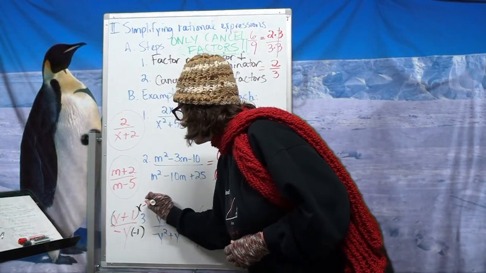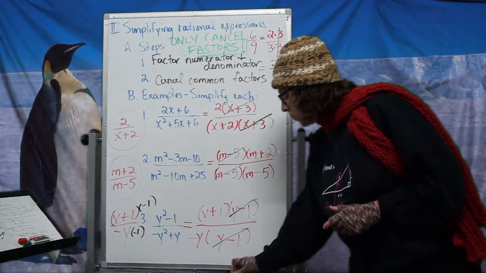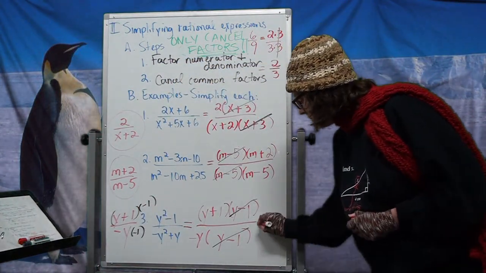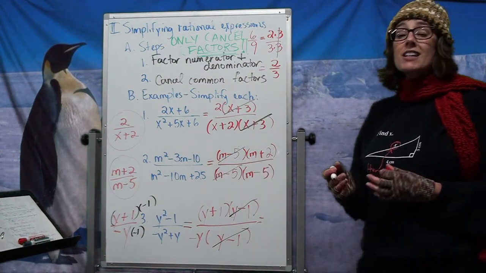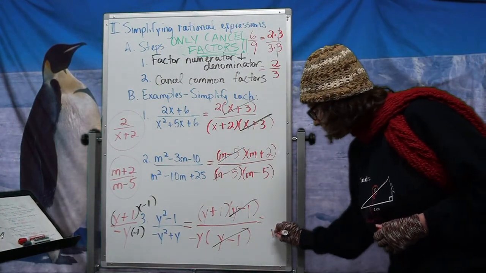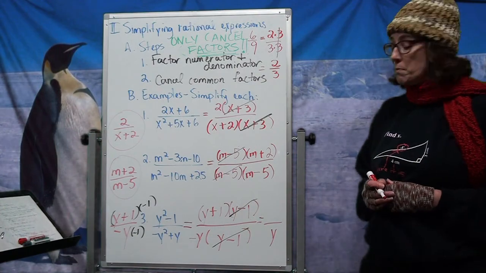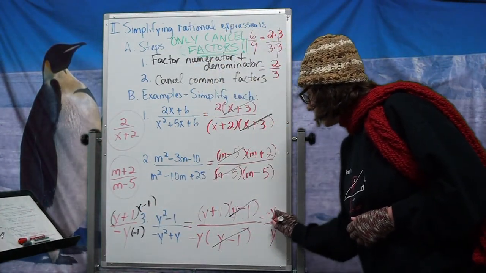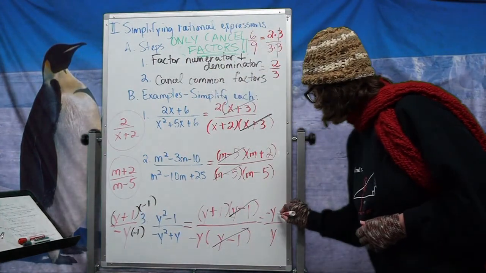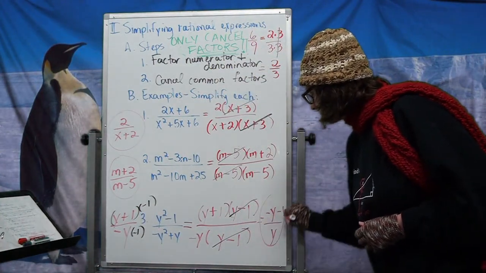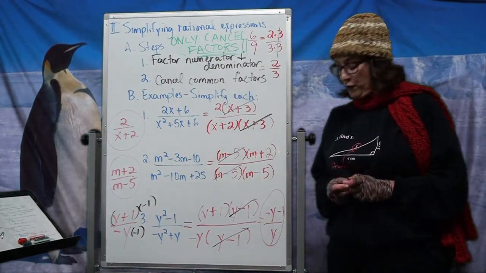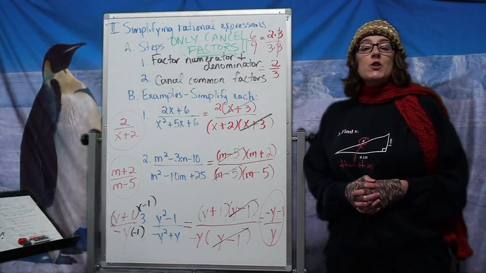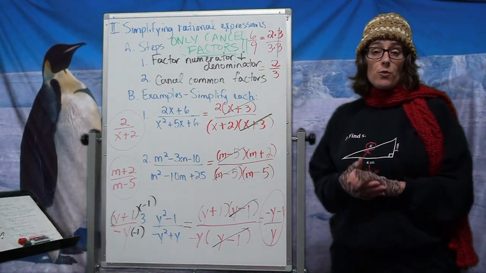So I'm going to multiply numerator and denominator by that negative 1, and when I do, it changes all the signs. My denominator becomes a positive y, which looks much better. Positive y times negative 1 is a negative y, and positive 1 times negative 1 is a negative 1. And that's better form. So that's how you simplify your rational expressions.